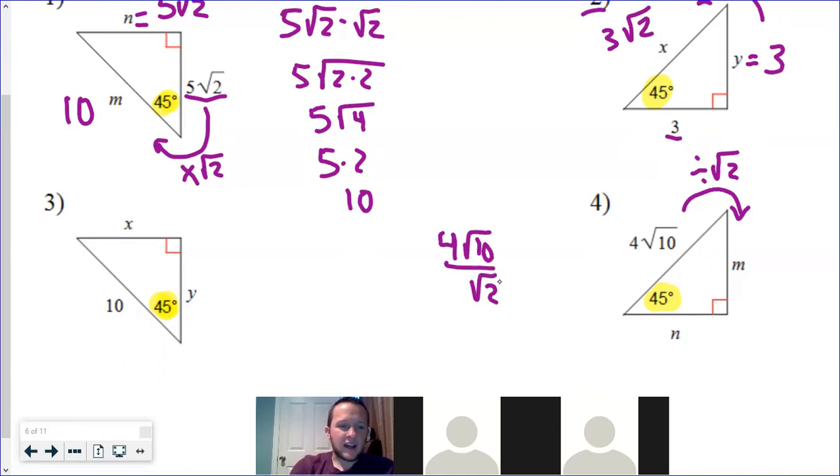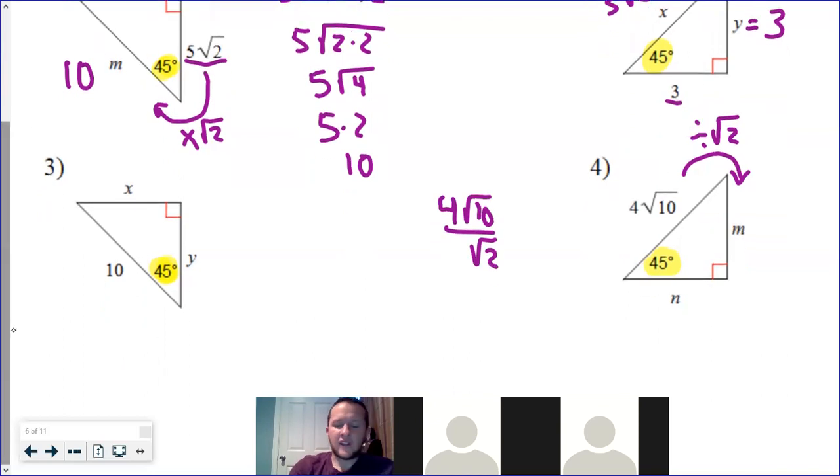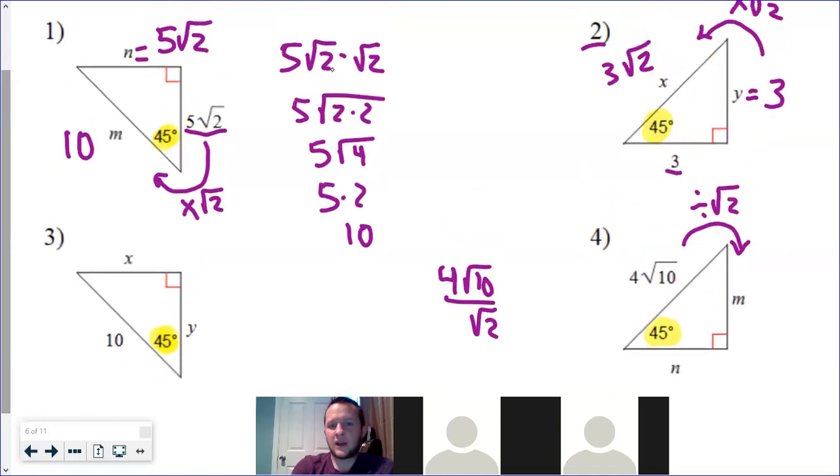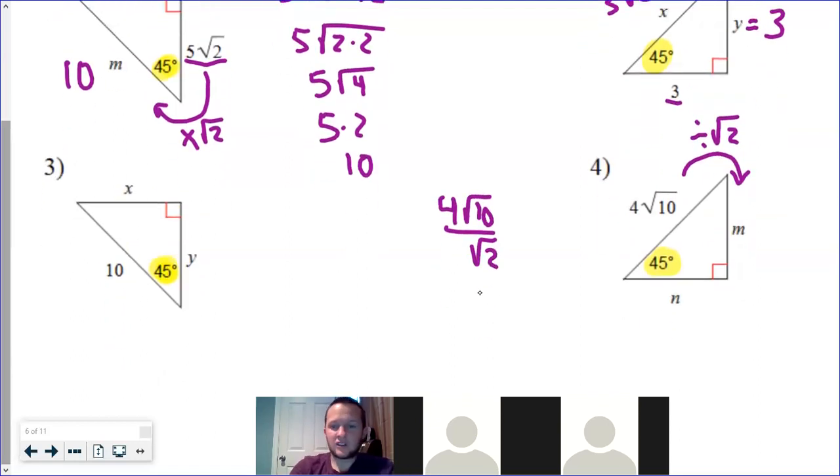we're going to simplify in the same way we did on that last one, where if I notice here, when I had a square root timesing by a square root, we could combine it. Now I have a square root divided by a square root. Well, we can still combine it. That's going to be 4 times the square root of 10 divided by 2, which, what is 10 divided by 2? It's going to be square root of 5. So here, m is 4 square roots of 5.